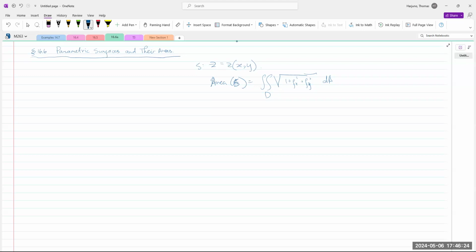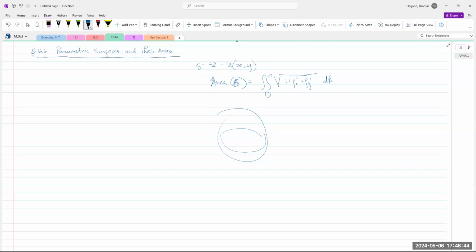Let's say, for example, the surface we're dealing with is actually a sphere. Now, a sphere, however you look at it, will not be a function of only x and y, right? But it is a sphere, though. A sphere is two-dimensional.